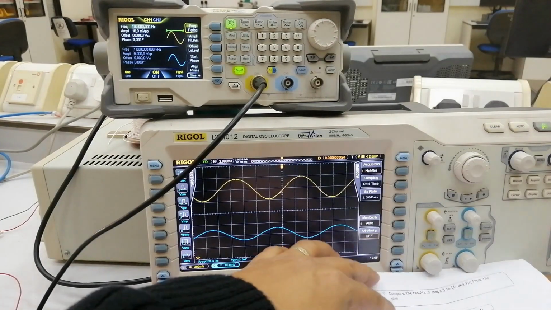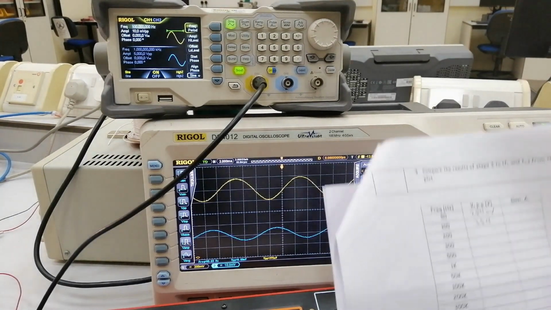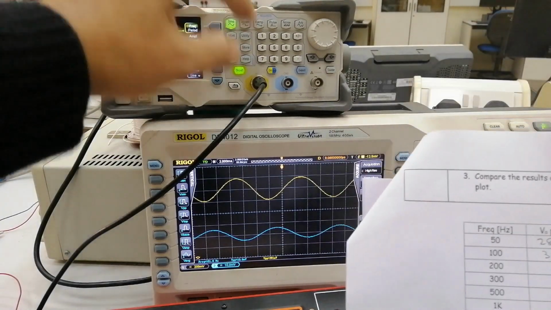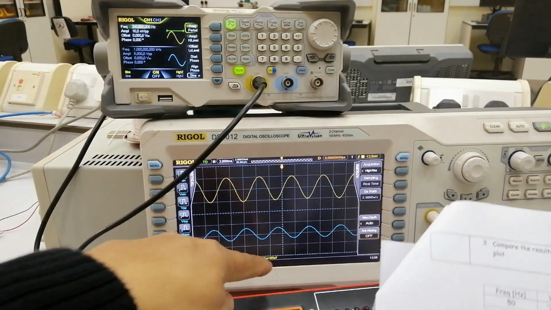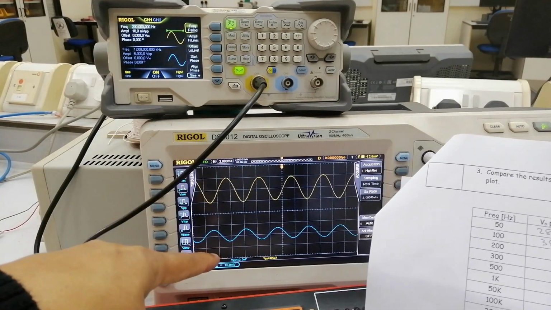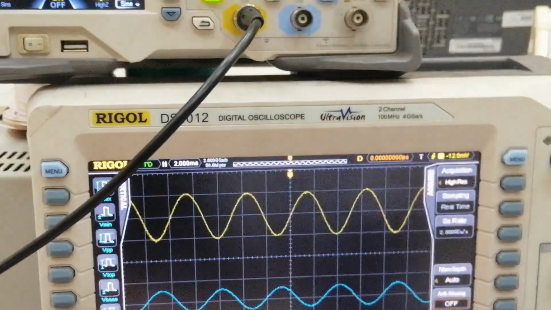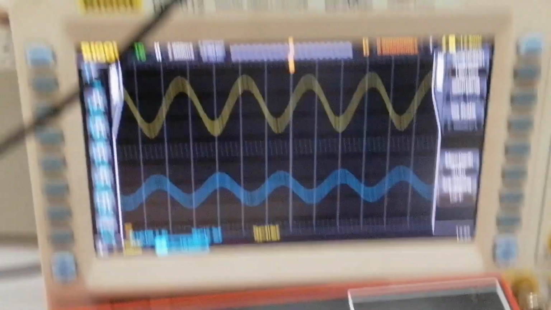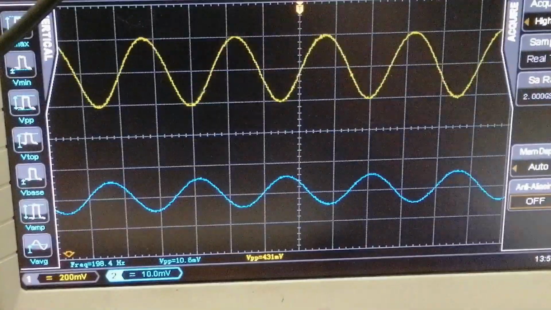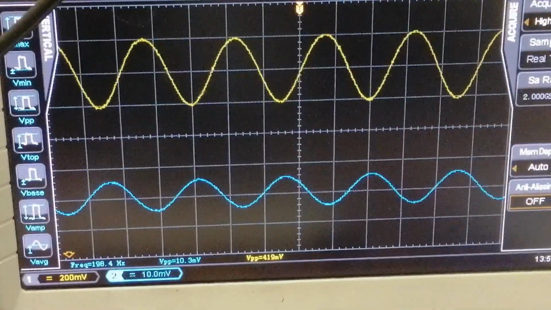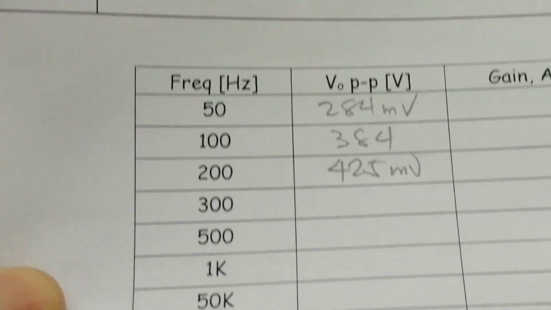Okay. Now let us change the value of the frequency to 200. I'll just rotate this to 200. So what's the reading? 425. Later I had to focus on this one. You cannot see it in your lab report. Okay, this is 425 millivolt at frequency 200.